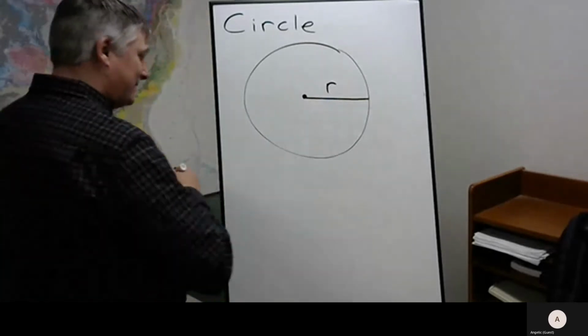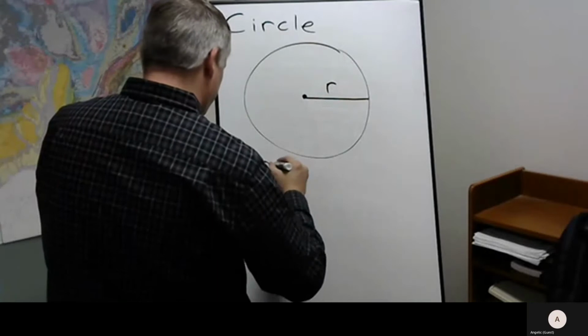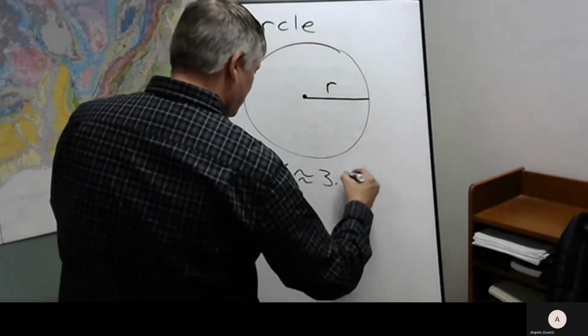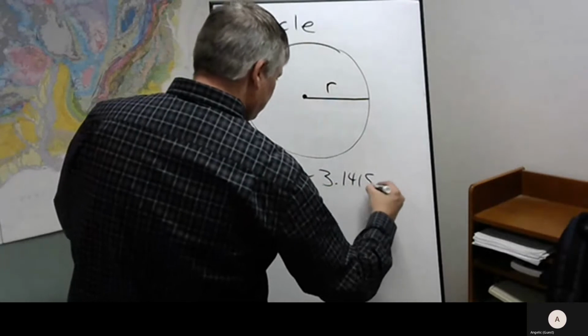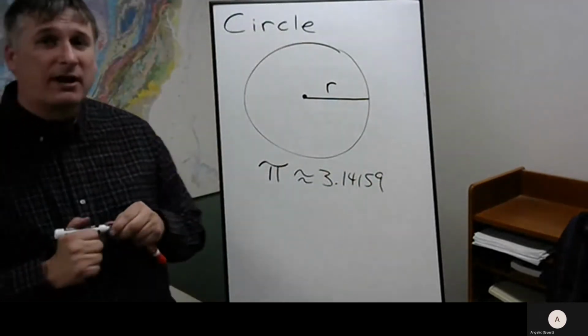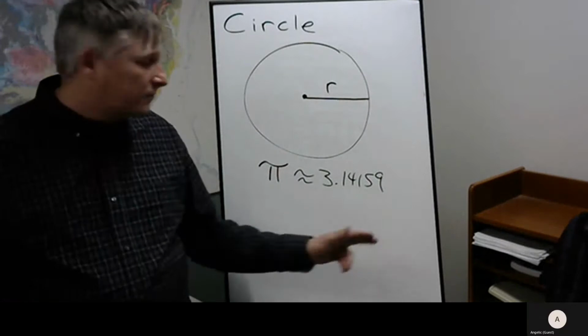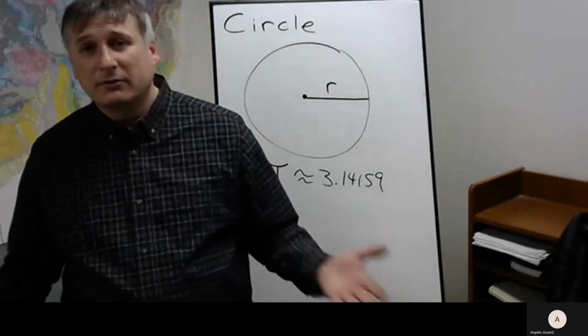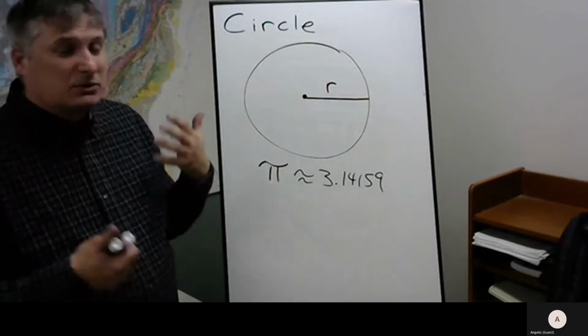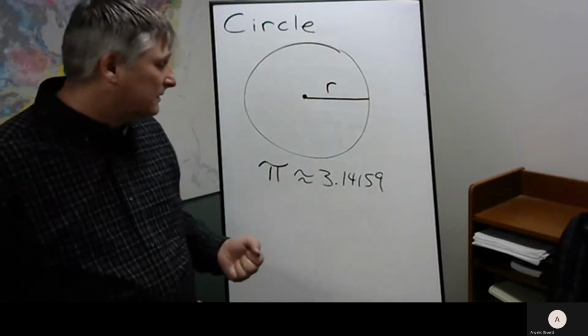And pi, again, approximately 3.14159. Now the digits for pi, they actually keep going forever and ever. There's really not much of a pattern to these at all. It's what's called an irrational number.